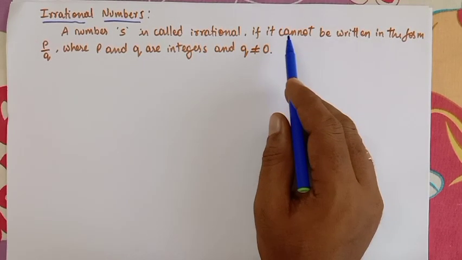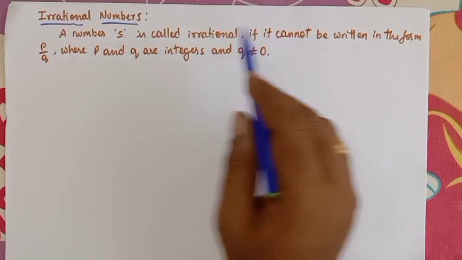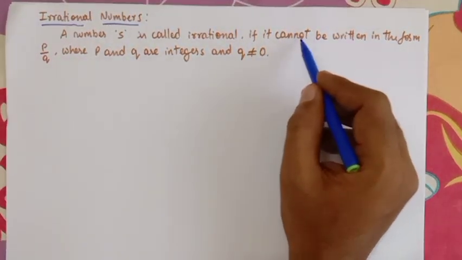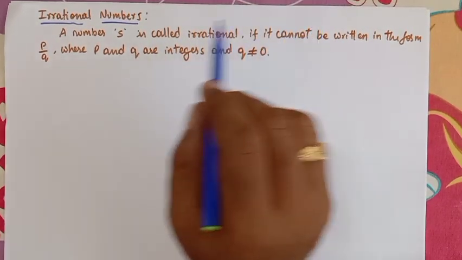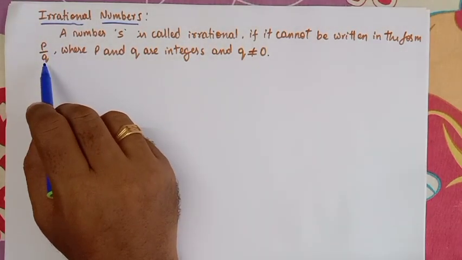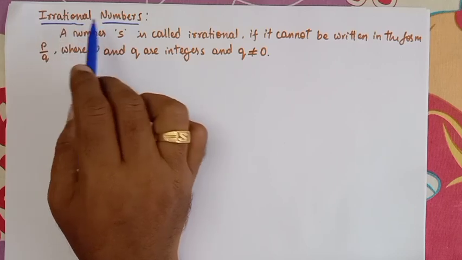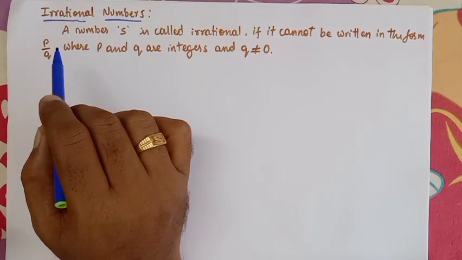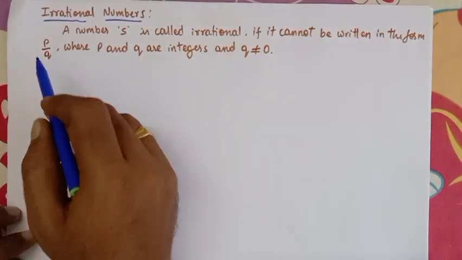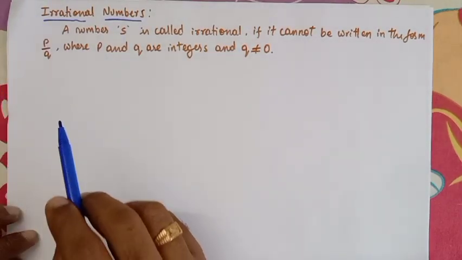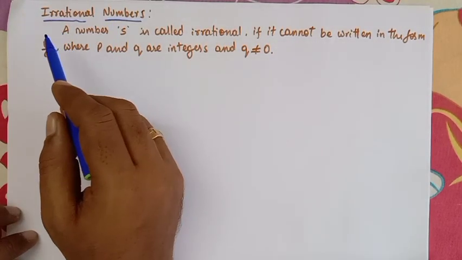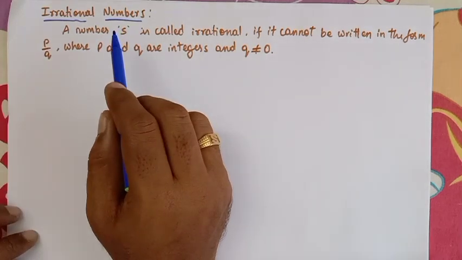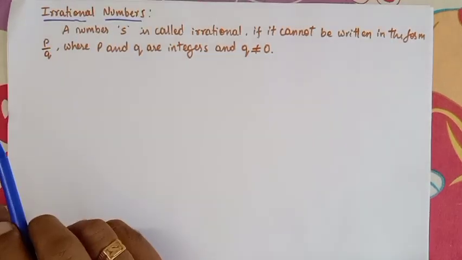Here, what is special with the irrational is "cannot", whereas in the rational numbers it will be "can be written". That's all is the difference. All the numbers which cannot be expressed in the form of p by q are called irrational numbers. Don't get confused, students. It's very simple. Those which can be expressed in the form of p by q are called rational numbers. Those which cannot be expressed are called irrational numbers.